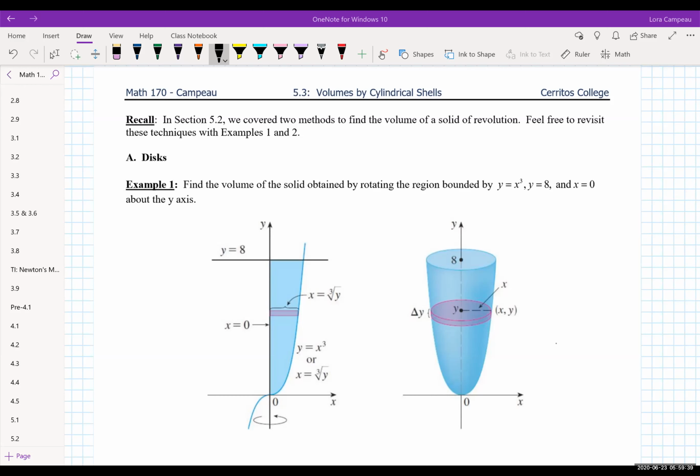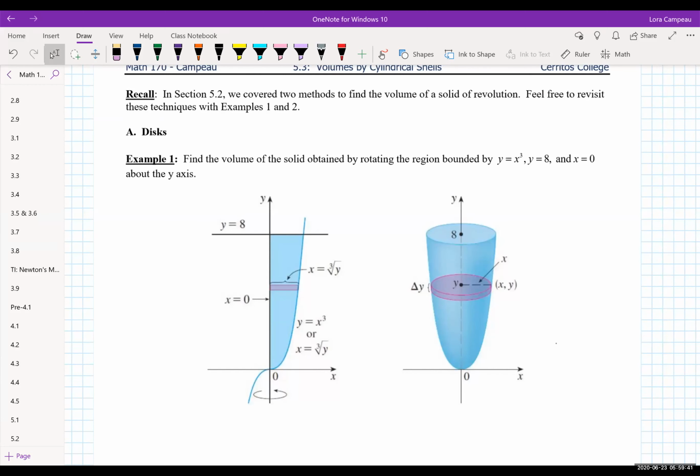The first one being disks. So for example one, bear with me. If you want to try it on your own, you can see what you remember. I'll let you press pause or just continue to watch and you'll see us model this example one for you. We're looking at finding the volume of the solid obtained by rotating the region bounded by y equals x cubed, y equals 8, and x equals 0 about the y-axis.